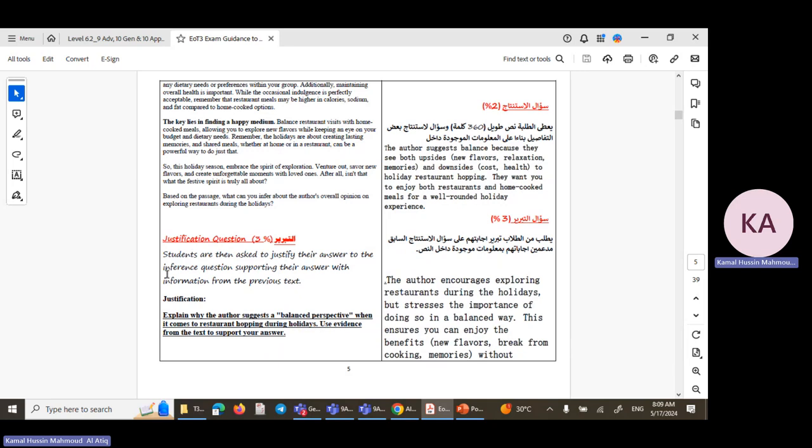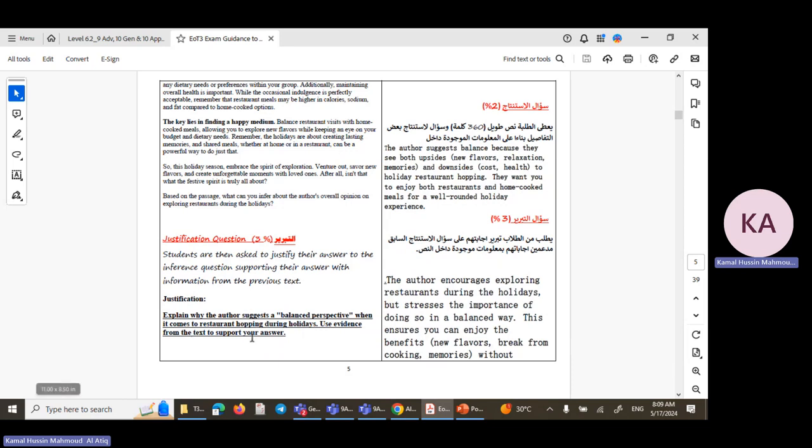The second part of the inference question is justification. You are asked to justify your answer to the inference question that you have already answered, supporting your answer with information from the text. Explain why the author suggests a balanced perspective when it comes to restaurant hopping during holidays.